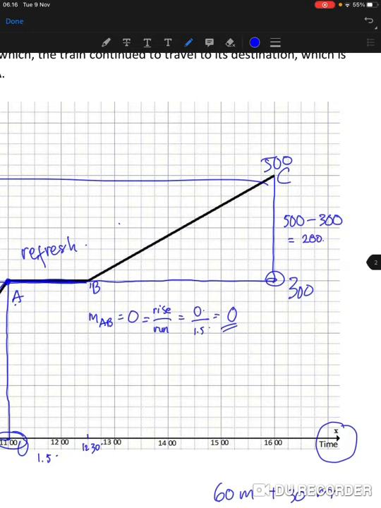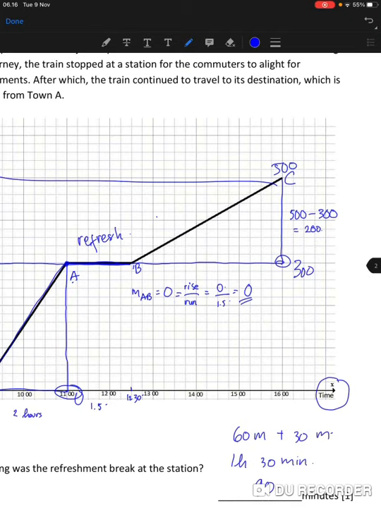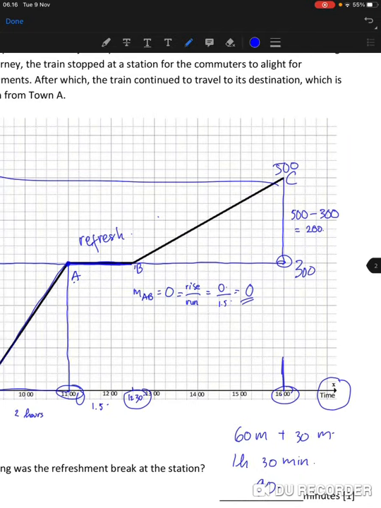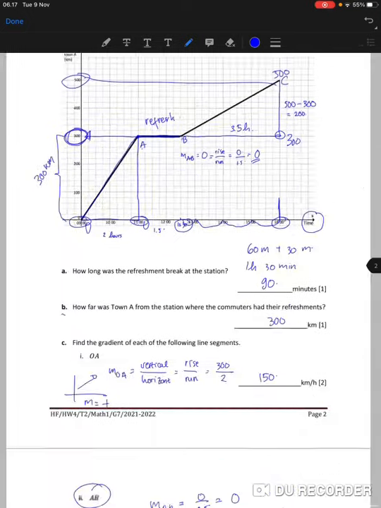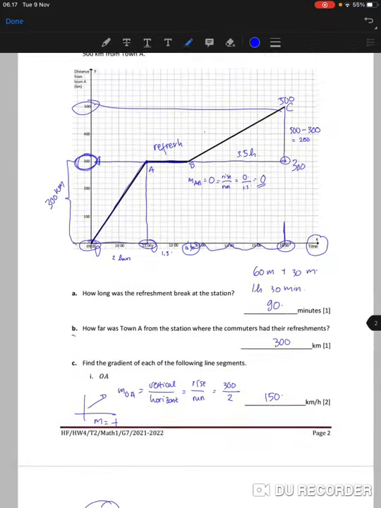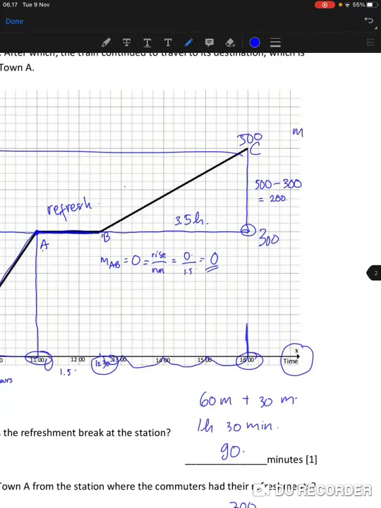Now if we want to find the horizontal change, look at this, guys. We have 4 o'clock from 12:30 to 4 o'clock. Now if you want to find how many hours you have there, you can just count it like this: 1 hour, 2 hours, 3 hours and a half. So this one is going to be 3 hours and a half. So if you want to find the gradient of BC, you will have 200 over 3.5.